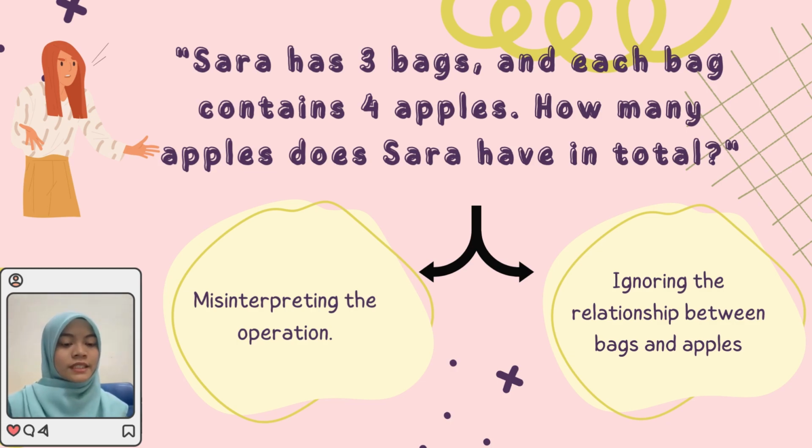And the second mistake is ignoring the relationship between bags and apples. The student might simply count the number of bags, which is 3, and assume that's the total number of apples Sarah has. Therefore, they might answer Sarah has 3 apples instead of considering the multiplication aspect.